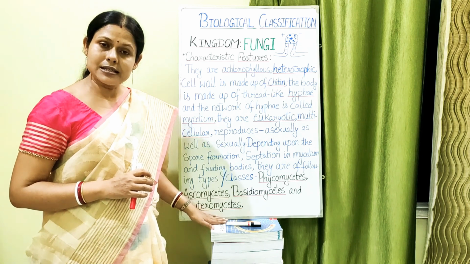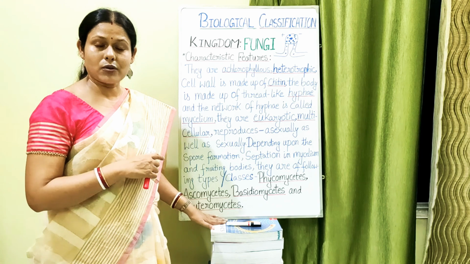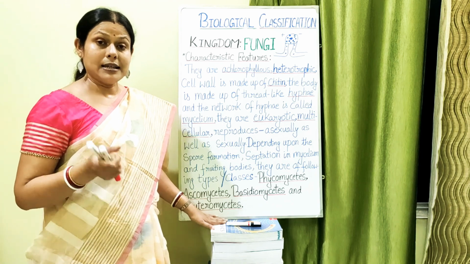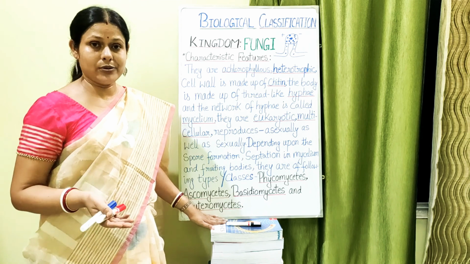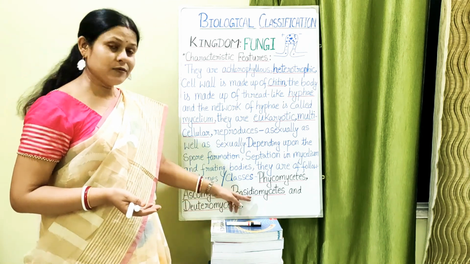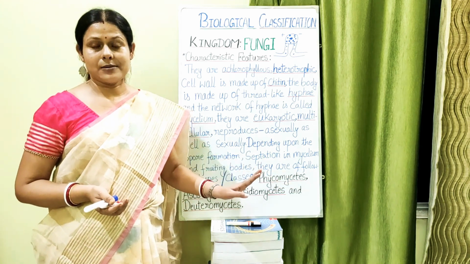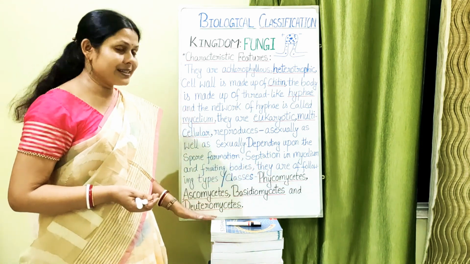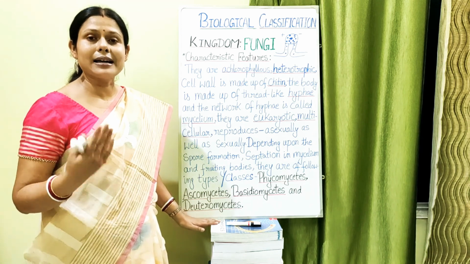Once the perfect stage is identified, that means once the sexual phase of these organisms is found by scientists, then according to what type of fruiting body or what type of spores they produce, they are shifted to Basidiomycetes, Ascomycetes or Phycomycetes. Understood? It's not that they do not do sexual reproduction. It is that it has not been identified.